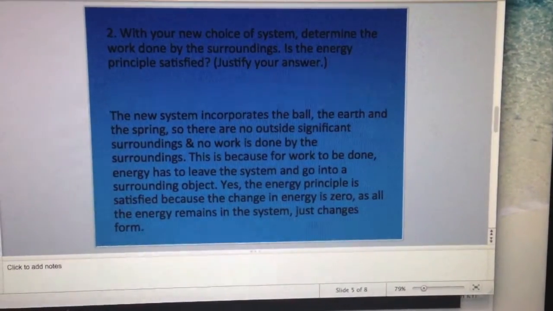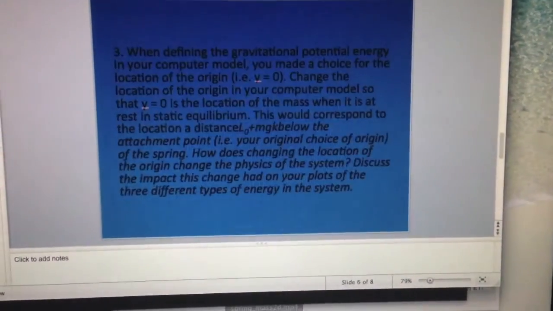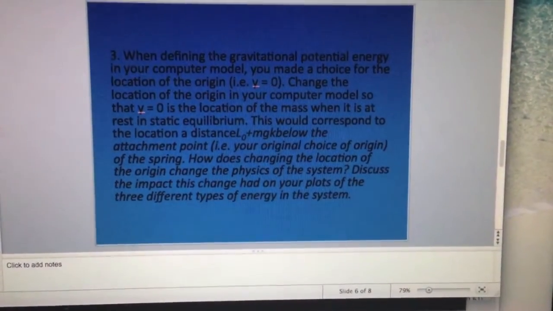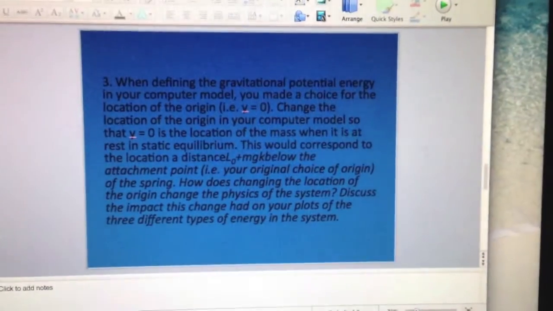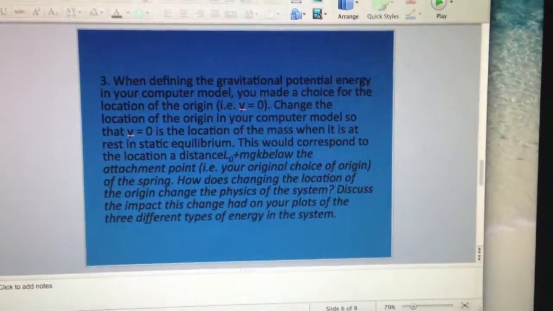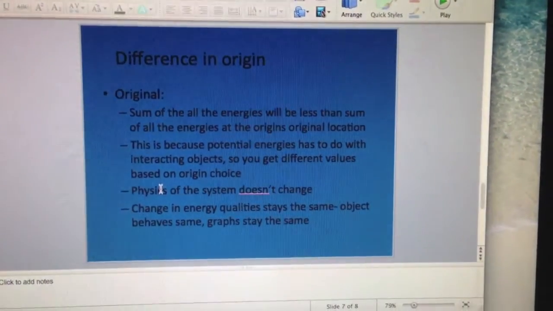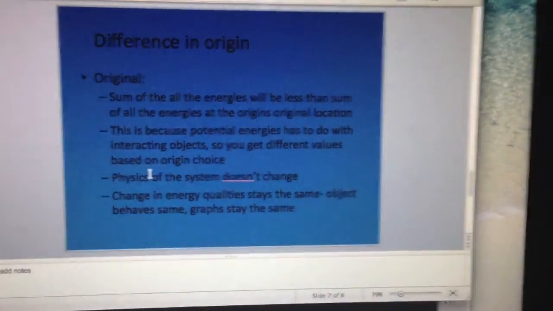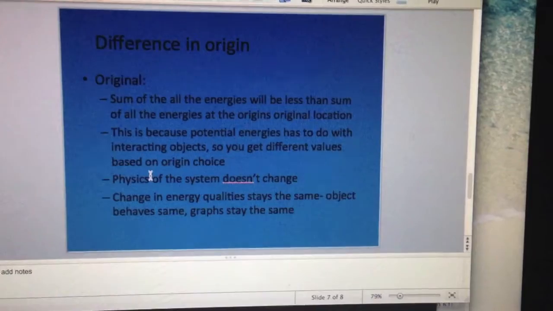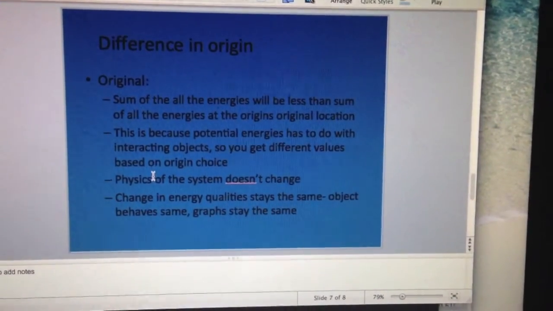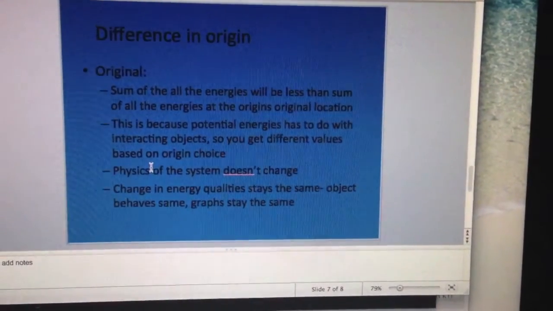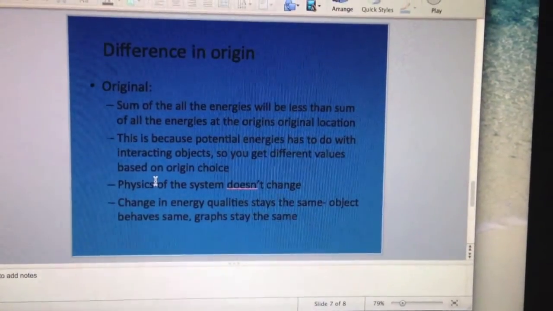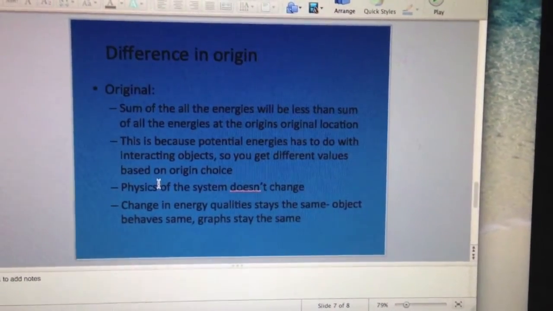So number 3 on the what does it mean? Here it was just asking what happens if we're going to change our point of origin. And what happens when we do this is we know that the sum of all the energies will be different from the sum of all the energies at the origin's original location. This is because the potential energies have to do with interacting objects, so you're going to get different values based on your origin choice.